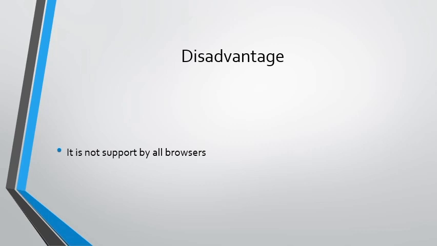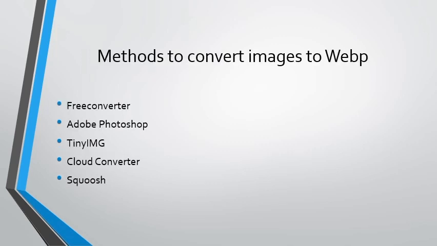These browsers are the likes of your Safari, the likes of your Microsoft browsers, and some other browsers that we find. Some of the ways we can use to convert images into WebP: there is Free Converter Online, there is Adobe Photoshop, there is TinyIMG, which is an online program, there's Cloud Converter, which is an online program again, and there's Squoosh.